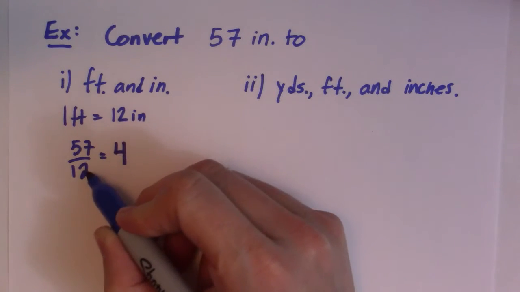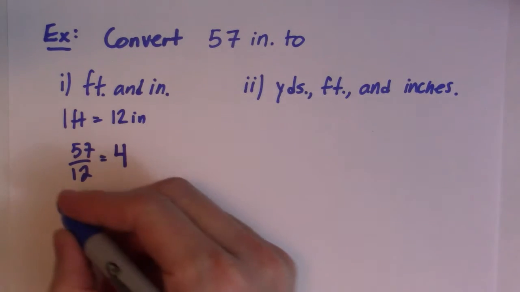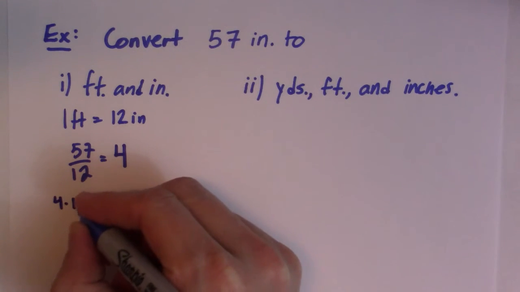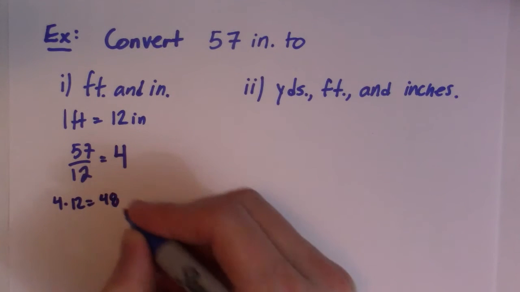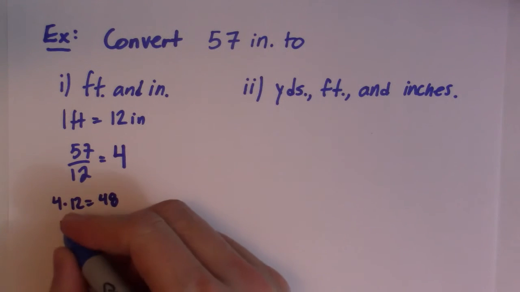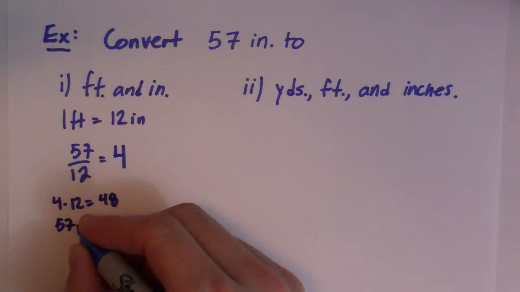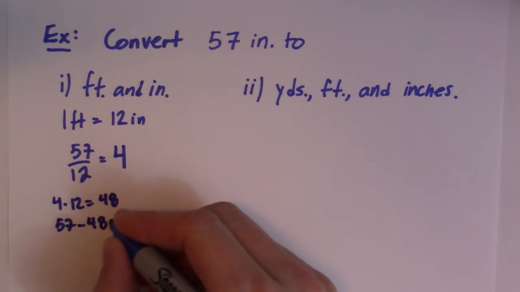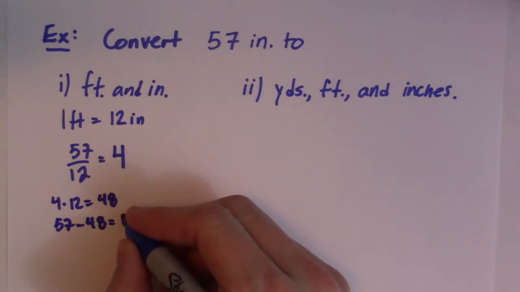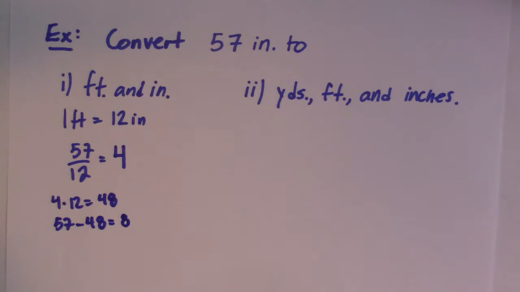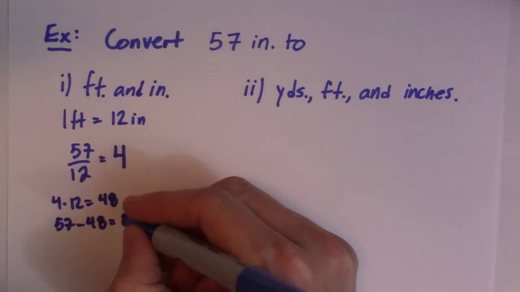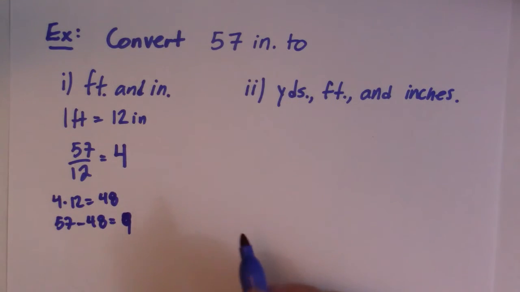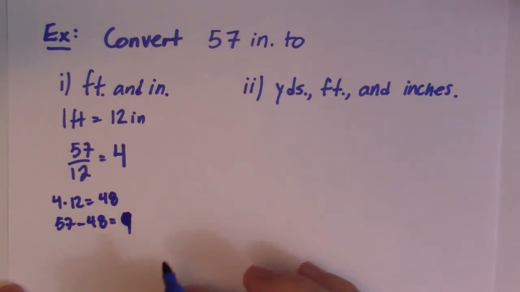So 4 times 12 is 48. And then what I'm going to do is 57 subtract 48, and that's going to leave me with 8. So 57 subtract 48 is not going to be 8. I bet you, 57 subtract 48 is going to be 9. I knew it. So 9. I won't tell you how I knew it.